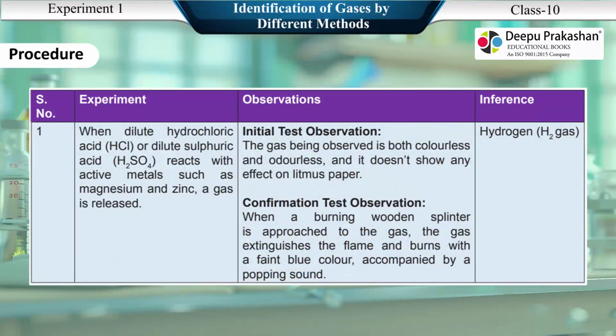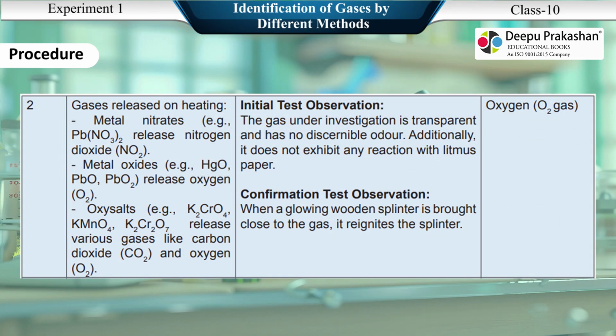1. When dilute hydrochloric acid or dilute sulfuric acid reacts with active metals such as magnesium and zinc, a gas is released. Initial test observation: the gas is both colorless and odorless, and it doesn't show any effect on litmus paper. Confirmation test observation: when a burning wooden splinter is brought near the gas, it extinguishes the flame and the gas burns with a faint blue color, accompanied by a popping sound. Hydrogen.